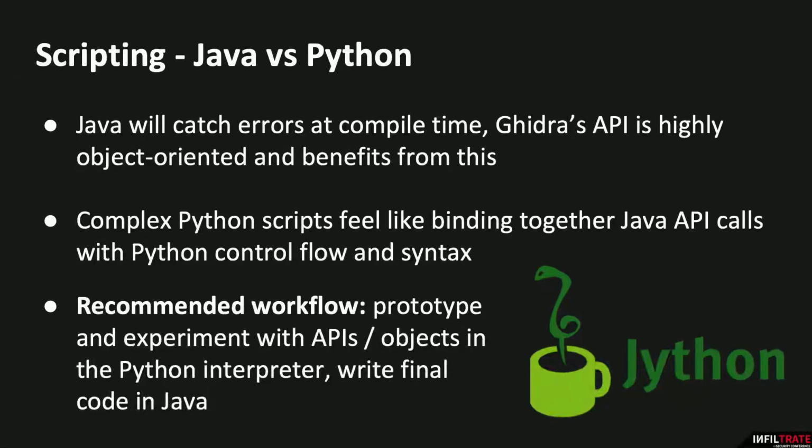I do like the Python for rapid prototyping, using the included console to play with objects, see what parameters they have, and so forth. It is well documented. You can do help, you can do dir, and so forth. But for production scripting, particularly longer form scripting like the P-code program analysis I showed you, I strongly recommend going with Java.